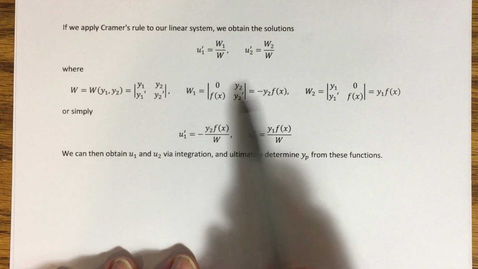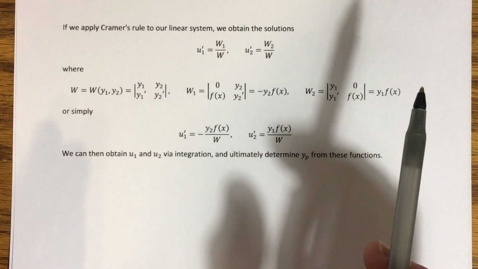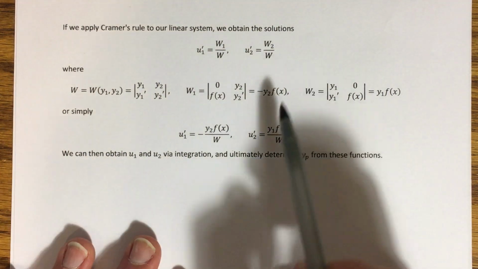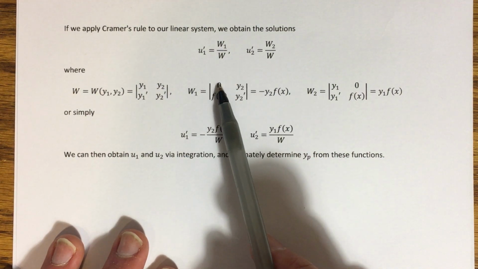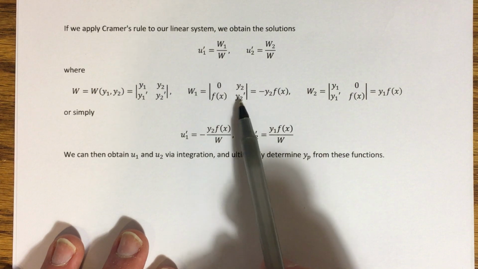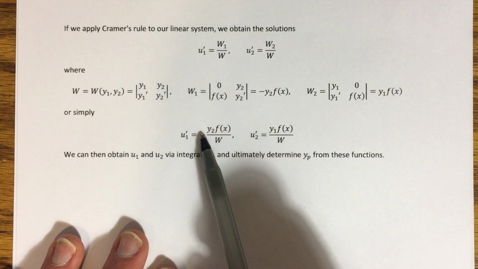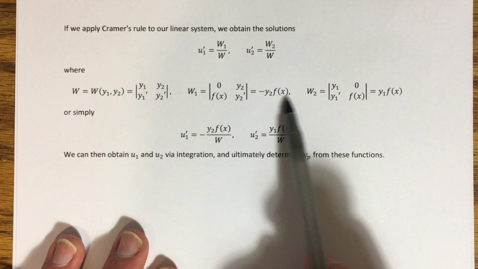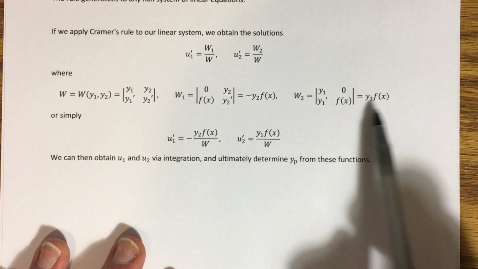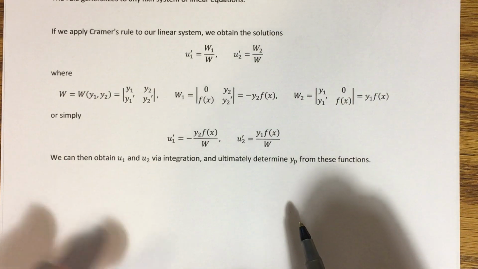Now I've gone ahead and evaluated these determinants because both of them are 2x2s, and those are easy to calculate, especially when one of your entries is 0, because, again, what is W1 going to equal? 0 times y2 prime, which is just 0, minus y2 times f of x. So it comes out to negative y2 f of x. Similarly, W2 is equal to y1 f of x.